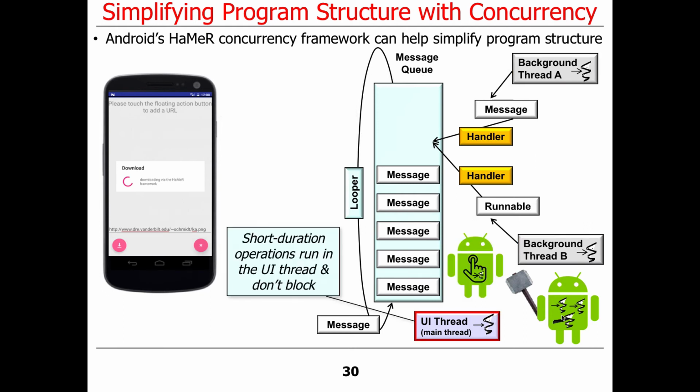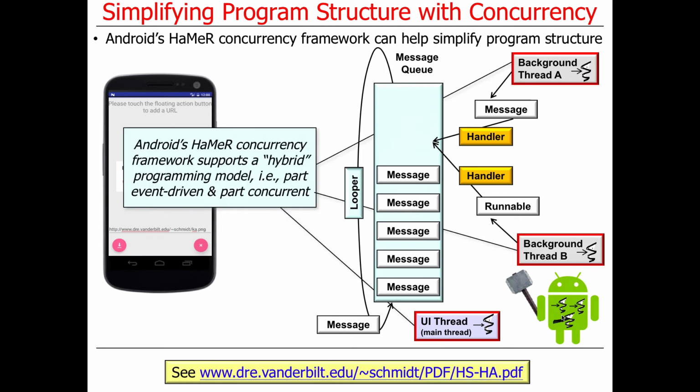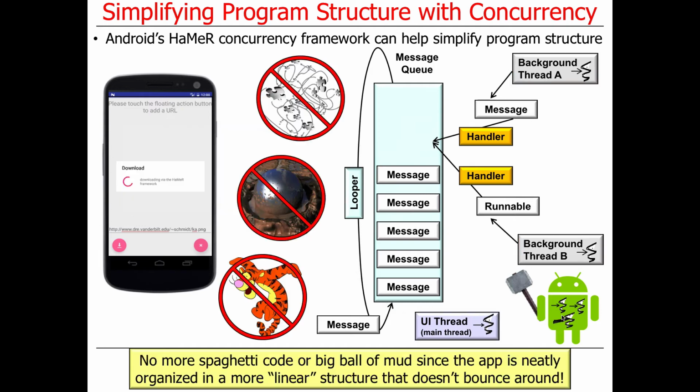Short duration operations, in other words operations that do not block, will run in the foreground thread or the user interface thread. Most of the time, their purpose in life is to get the results from the background threads and then display them, or get something quick from the user. What's cool about this is the HaMeR framework supports a hybrid half-sync, half-async programming model. You can read more about the half-sync, half-async pattern embodied by this at this link. Part of it is event-driven, the UI part, in a single thread driven by callbacks, and part of it is concurrent, running in threads in the background.